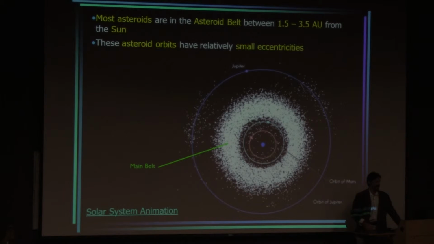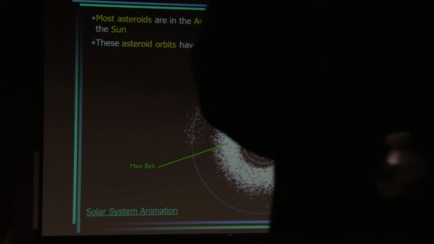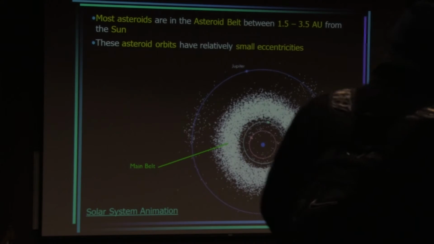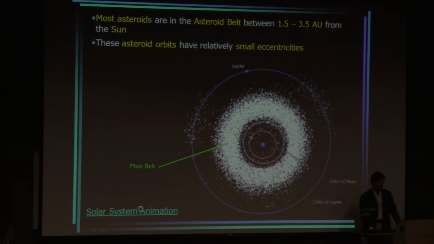All right, so asteroids mostly are in the asteroid belt, which I already mentioned, between 1.5 and 3.5 astronomical units. A lot of the asteroid orbits have relatively small eccentricities, some of them have larger eccentricities. But what that means is they basically orbit in this donut-shaped region here, and they happily live there, if this will work.